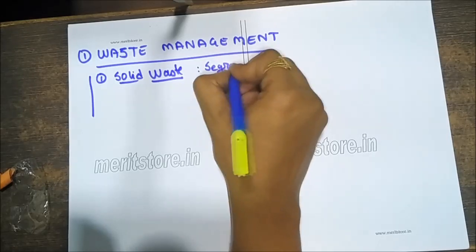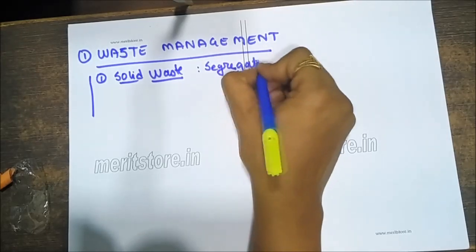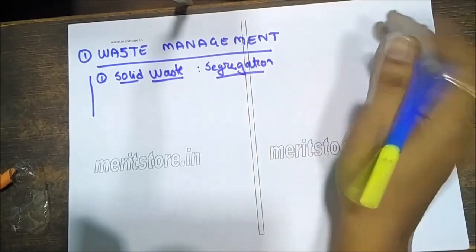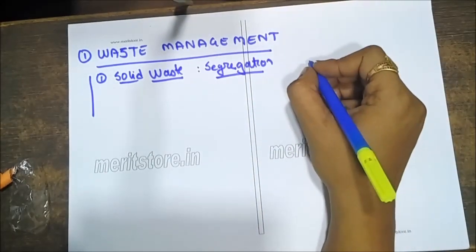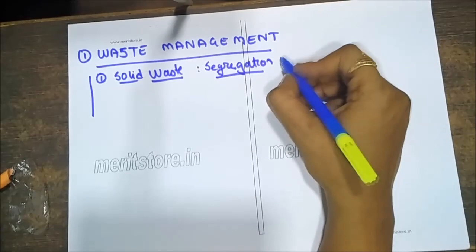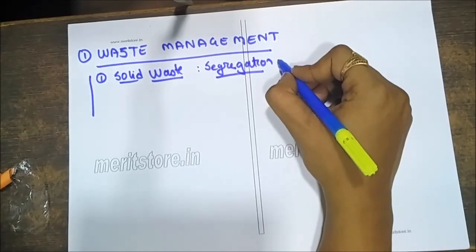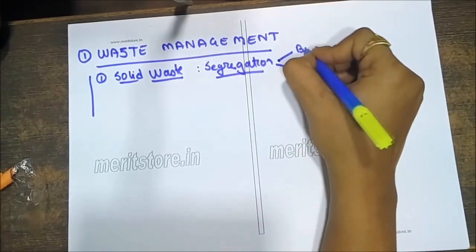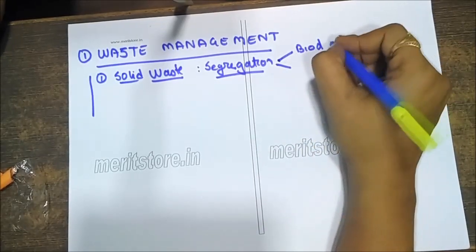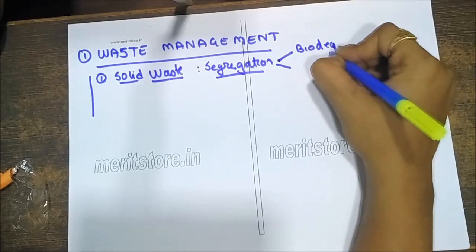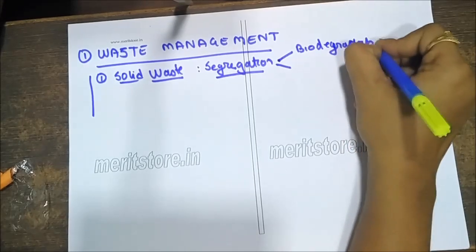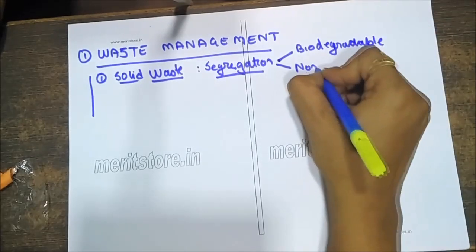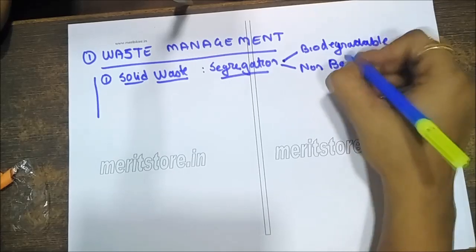You can adopt segregation. Segregation means separation of the waste into different categories. So segregation mostly includes separating items which are biodegradable and non-biodegradable. So separation of waste so that they can be treated accordingly. You have to separate the waste into biodegradable and non-biodegradable.